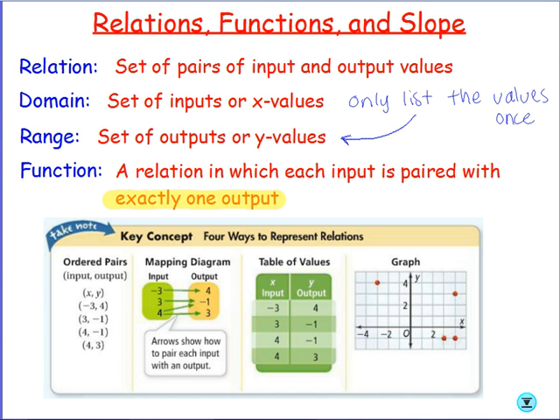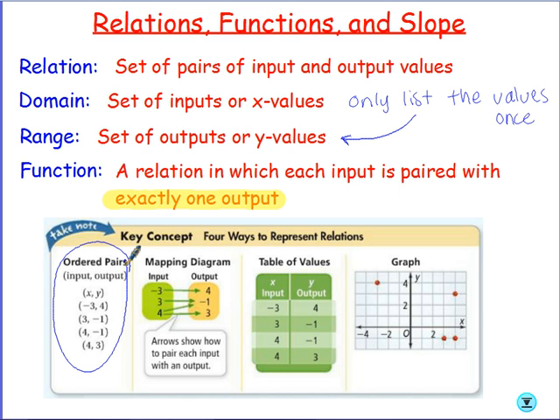So, this last box on the slide is actually the 4 ways of representing relations. This first way is ordered pairs. This is the most common, and it's the easiest for students to grasp because you have put points together before. So anytime you have multiple ordered pairs, it is a relation.